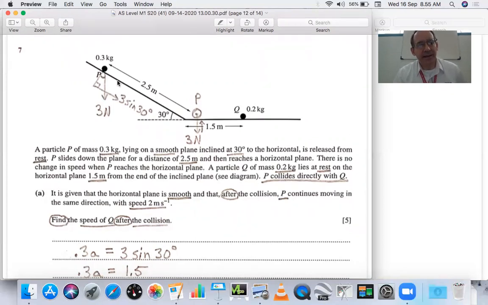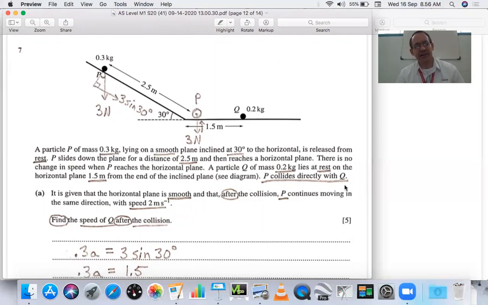Here we have a particle P of mass 0.3 kilograms lying on a smooth plane inclined at 30 degrees to the horizontal. It's released from rest, so that means its initial velocity is 0. P slides down the plane for a distance of 2.5 meters, then reaches a horizontal plane. There is no change in the speed, meaning the horizontal plane is smooth also. The particle Q of mass 0.2 kilograms lies at rest on the horizontal plane 1.5 meters away from the end of the inclined plane. So all of that's shown in the diagram.